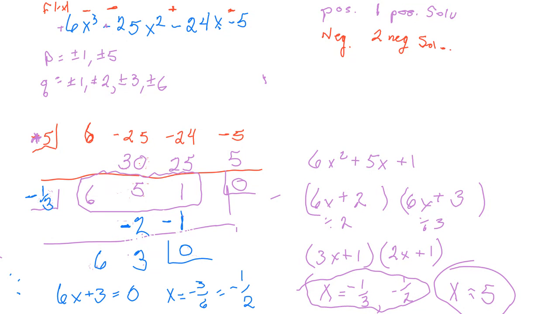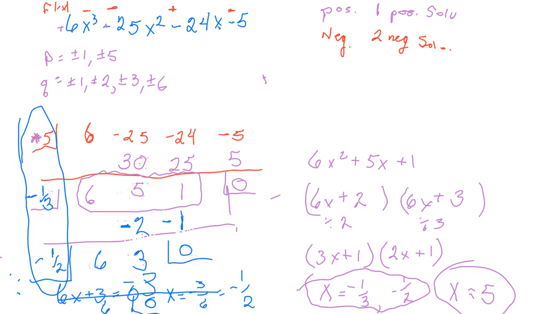If I go back and use negative 1/2, bring down the 6. 1/2 times 6, half of 6 is 3, but it's negative. That's a negative 3, negative 3. And that gives you 0. So there are the 3 solutions. Okay, any questions on that? Okay.